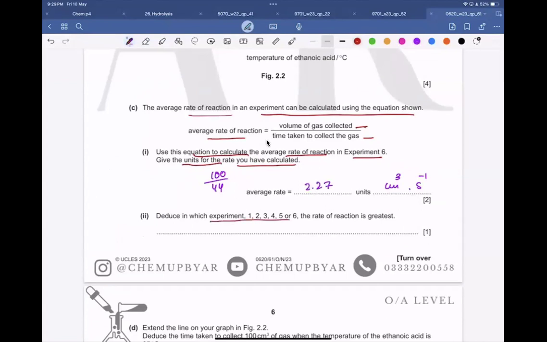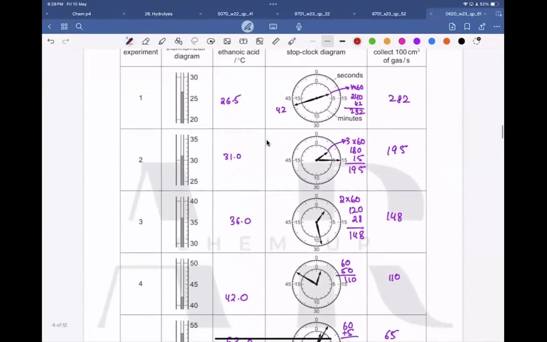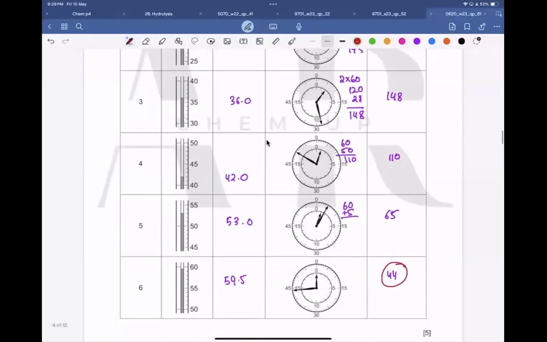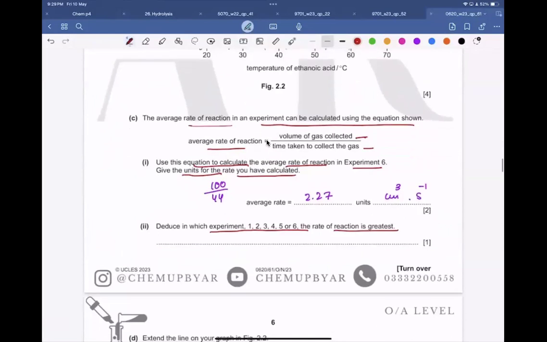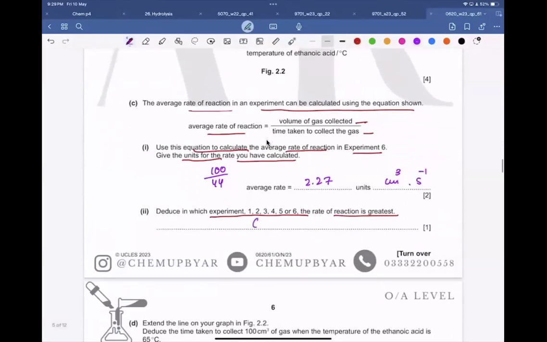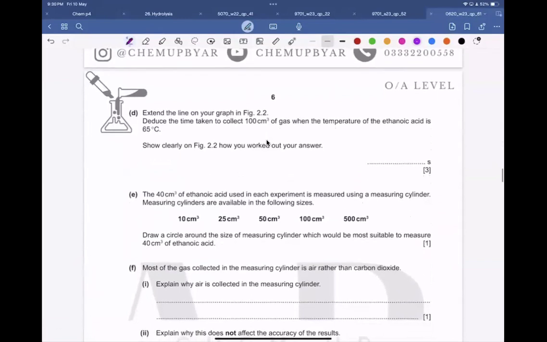In which experiment 1, 2, 3, 4, 5, 6 is the rate of reaction greatest? Okay. So if you see in all of them, we are collecting 100 centimeter cube. And this one, the experiment 6, yes, very good, Rahim. So the experiment 6 takes the lesser time, so the rate would be greatest in experiment 6 only. Is this clear to all of you? Okay.